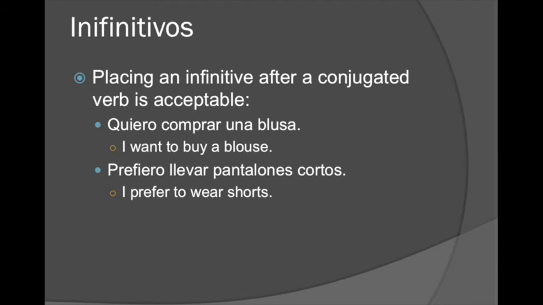Placing an infinitive after a conjugated verb is acceptable. This is just slightly a tangent, but it'll make sense in just a second. Quiero comprar una blusa is I want to buy a blouse. Whenever you conjugate one verb, for example, quiero, the following verb, whatever it might be, whether I want to buy, I want to wear, you do not have to conjugate the second verb. Comprar does not conjugate. So for example, some students will write quiero compro, but that would be like saying I want I buy a blouse. And we just want to say quiero comprar. I prefer to wear, prefiero llevar. Notice how llevar is not conjugated.